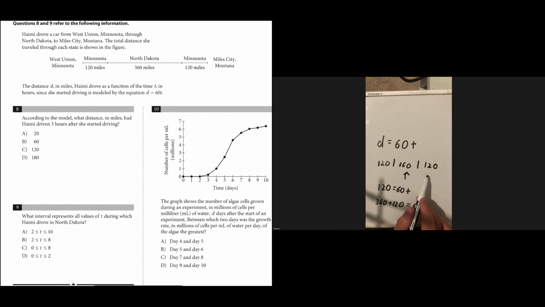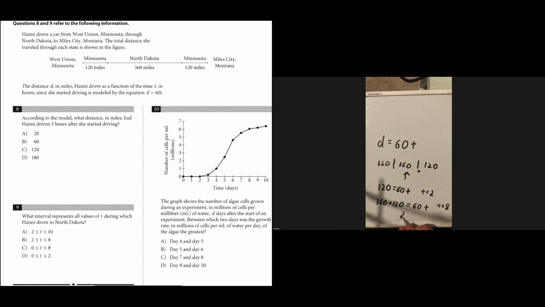So to figure this out, we would have to find where she started driving in North Dakota and where she ended driving in North Dakota. And so where she started driving in North Dakota would be where she started plus 120. So 0 plus 120 has to equal 60t, which means t is equal to 2. And then for the second one, it would be where she started plus the 120 miles plus the distance she drove in North Dakota, which would be 0 plus 360 plus 120, which when you put in the calculator is 480 equals 60t. Divided by 60, you get t equals 8.